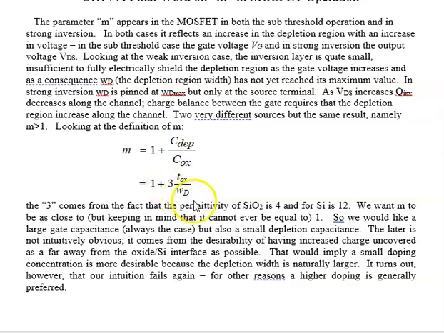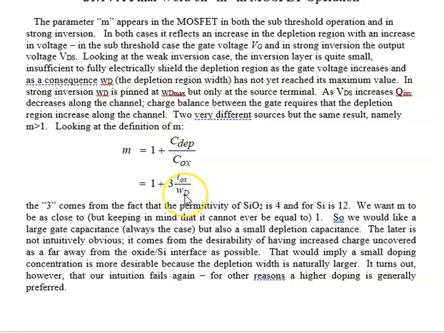So again, naively, we'd want to say, okay, we make WD big and TOX small. Well, yes and no. TOX small, always good, because we want to have more control over what happens in the silicon by making the oxide capacitance as large as possible.